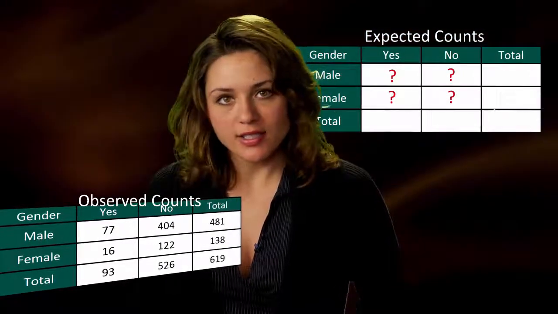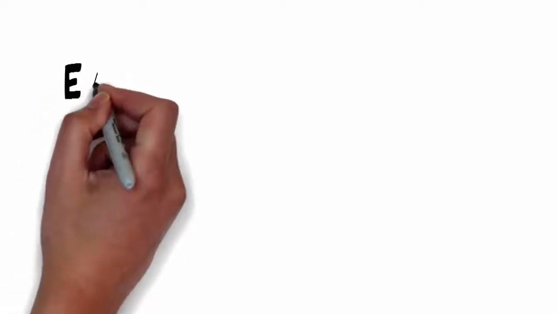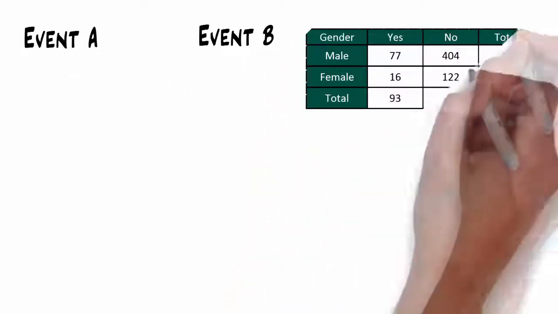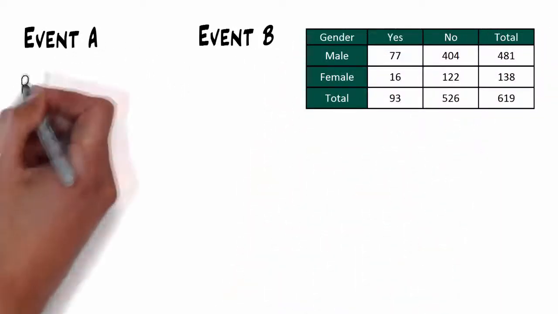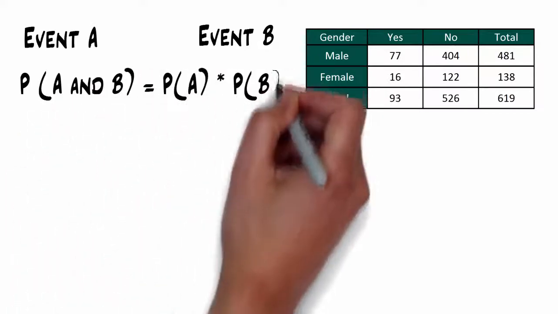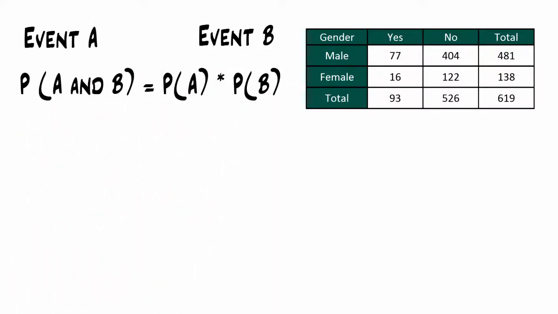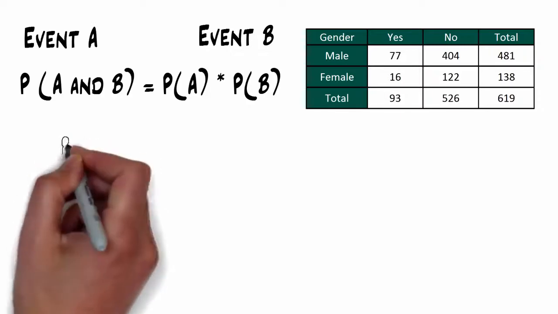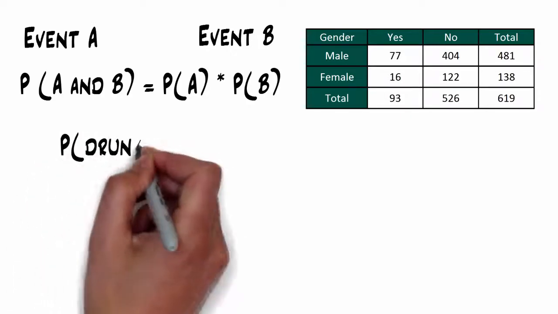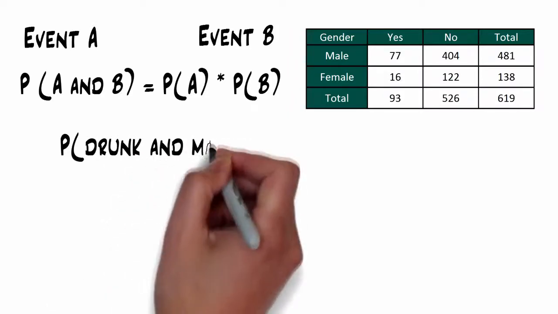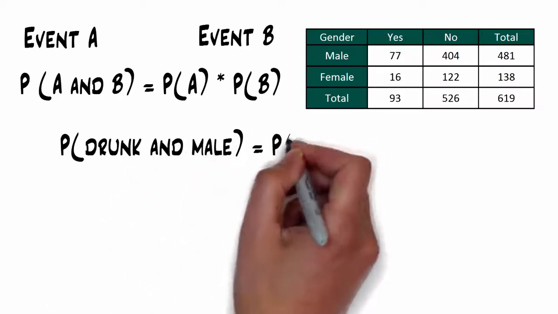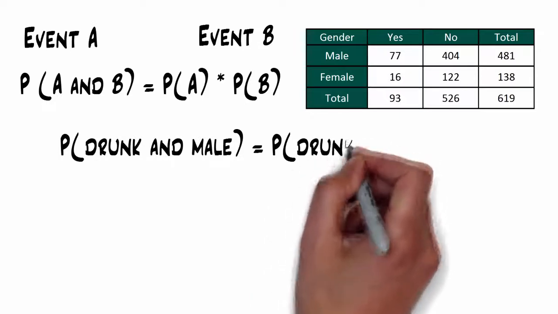How are the expected counts calculated? If events A and B are independent, then the probability of A and B equals the probability of A times the probability of B. We use this rule for calculating expected counts one cell at a time. Applying the rule to the first top left cell, if driving drunk and gender were independent, then the probability of being drunk and male is equal to the probability of being drunk times the probability of being male.